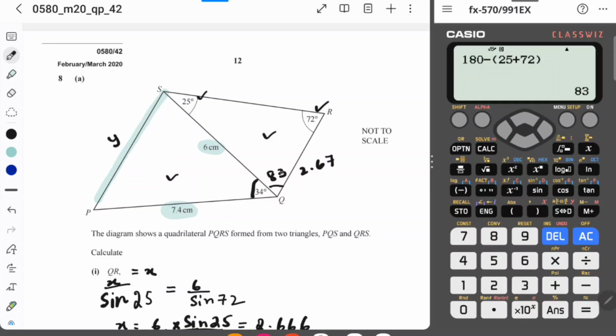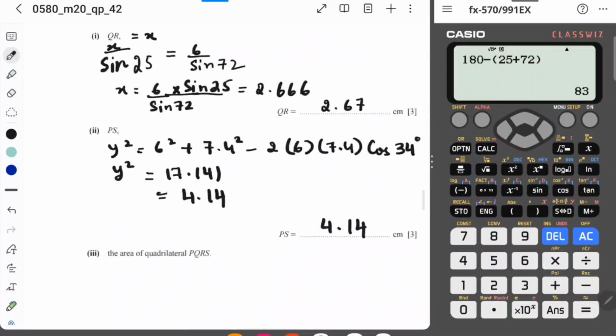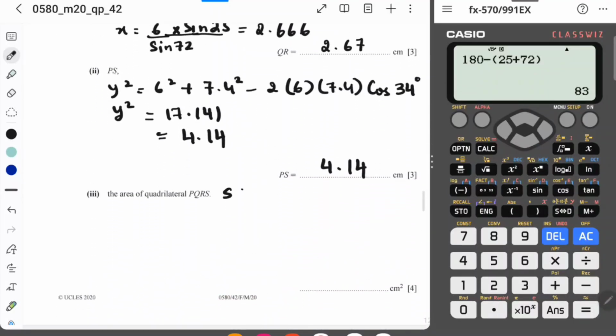So this is 83 degrees. First of all, you write down SQR. You have to show that SQR is equal to 180 minus 25 plus 72, that is equal to 83 degrees.